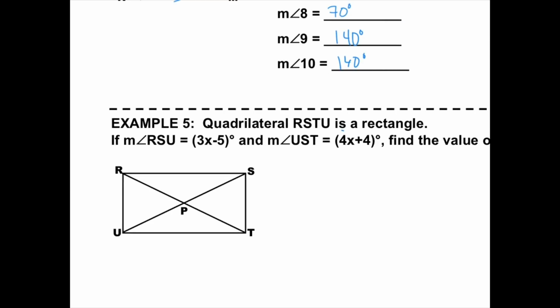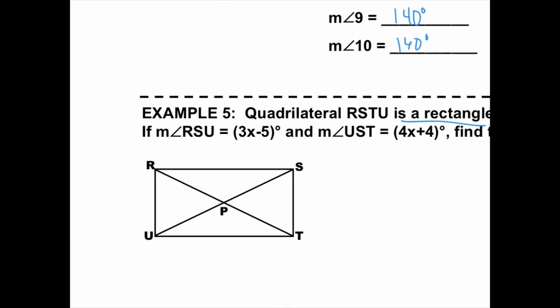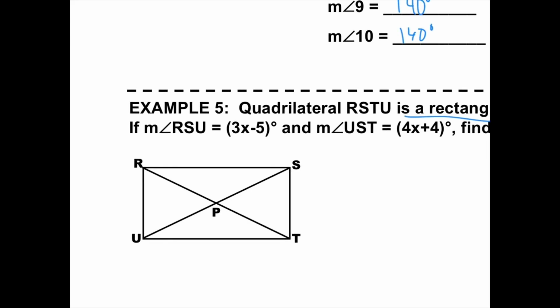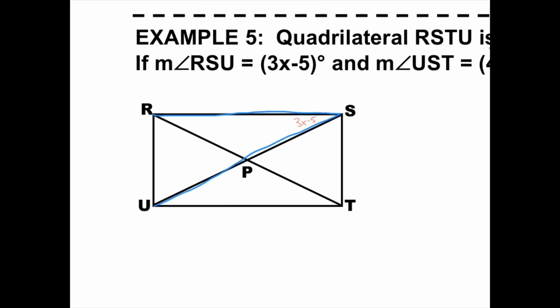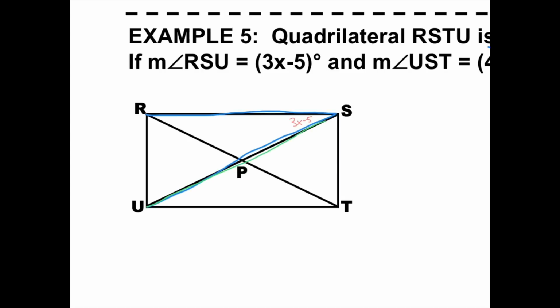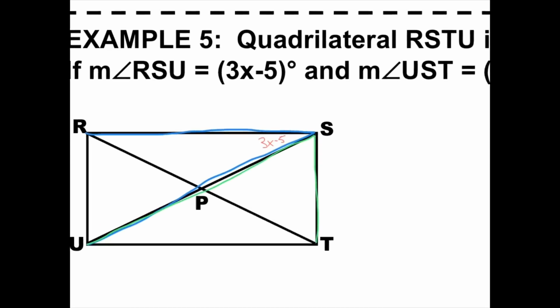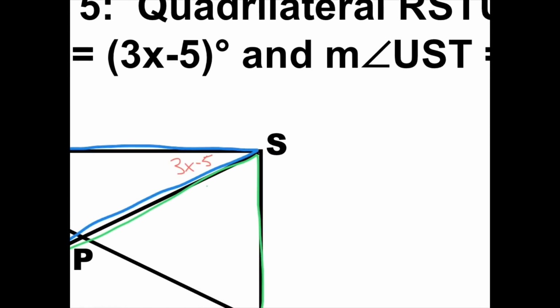Quadrilateral RSTU is a rectangle. It says if the measure of RSU. So I had some people have some problems with this the other day. Angle RSU starts at R, goes to S, and ends at U. That means this right here is 3x minus 5. Then it says UST. So UST goes from U to S to T and makes this our angle, 4x plus 4.